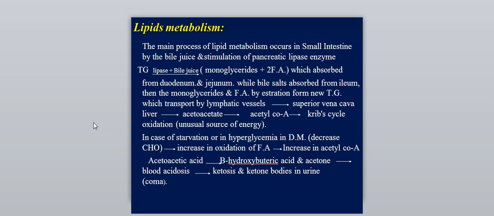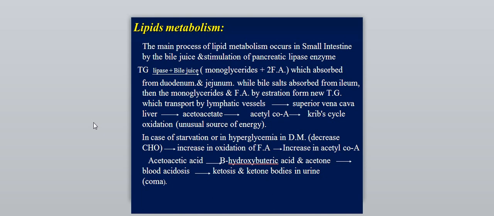So we will talk about lipid metabolism. The main process of lipid metabolism occurs in the small intestine by the bile juice and stimulation of the pancreatic lipase enzyme. Triglyceride, by the presence of the lipase, as we said a pancreatic enzyme, and the bile juice, bile acid, will be transformed to monoglyceride and 2 fatty acids. They will be absorbed from the duodenum and jejunum, while the bile salt is absorbed from the ileum.